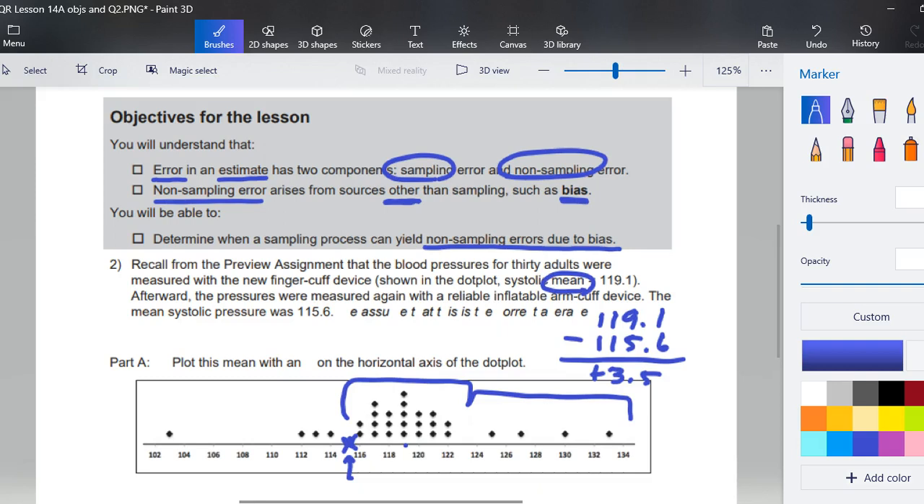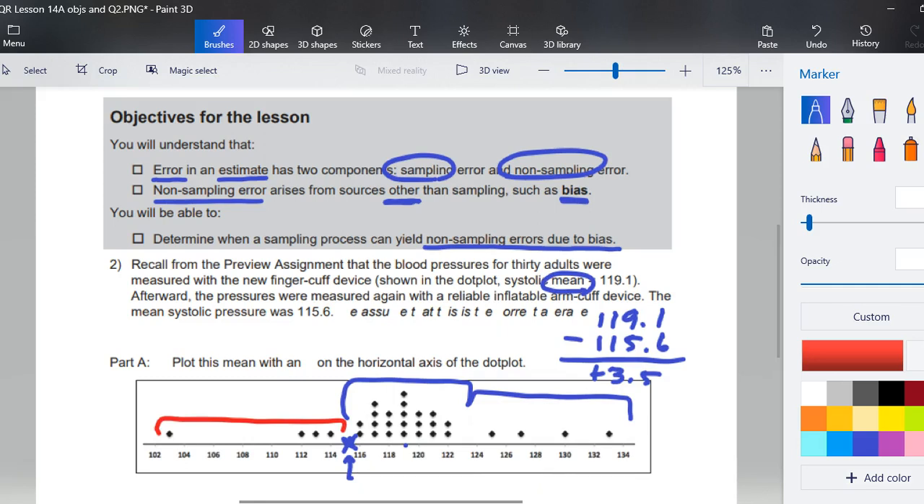So looking at part D, which of the statements below is true, and explain your answer. So part A says the blood pressure measurements are all higher than the reliable average. And if we look over here, they are not all higher than the reliable average.